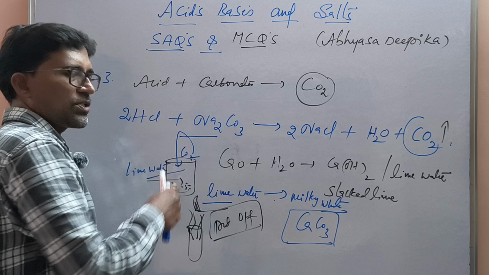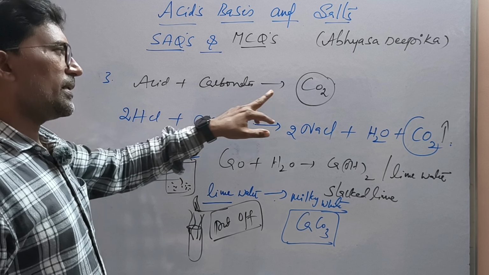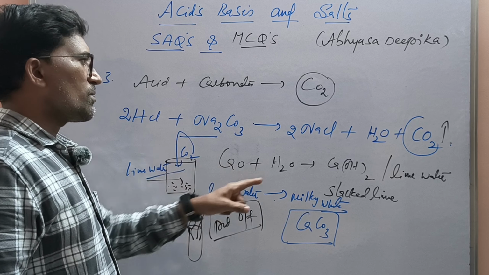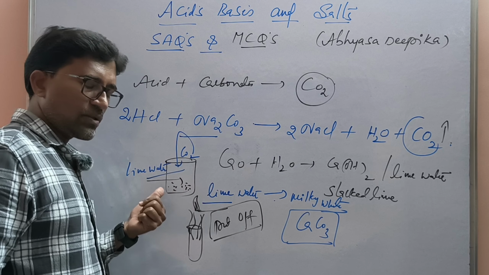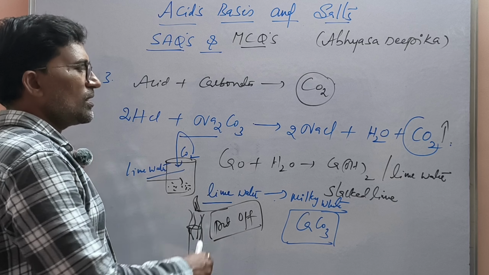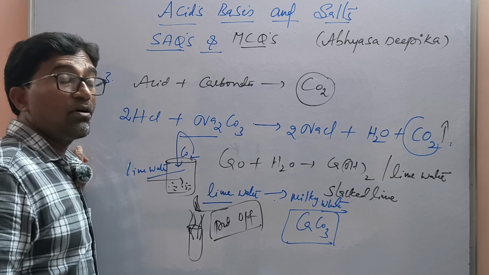Even I explained with the equation. The question is, if acids are reacted with carbonates, carbon dioxide gas is evolved. How will you test that gas evolved? One way is by passing the carbon dioxide gas through lime water, which turns milky white. Priority will be given to the conversion of lime water into milky white.